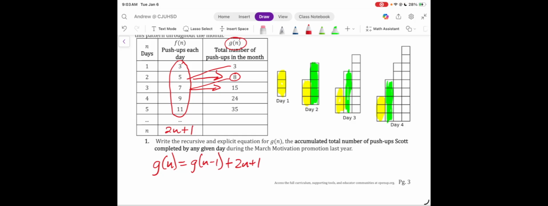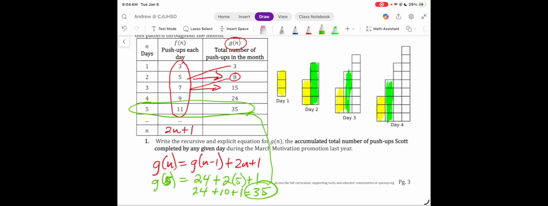Now, let's test it. Okay, let's take a line of this formula, like 5. So that means that g of 5 should be the amount that you had the day before, and that's 24, plus 2 times 5 plus 1. So that's 24 plus 10 plus 1. Guess what that is? It's 35. It's this number right here. So that formula works.